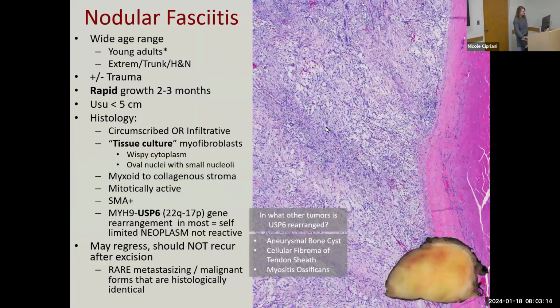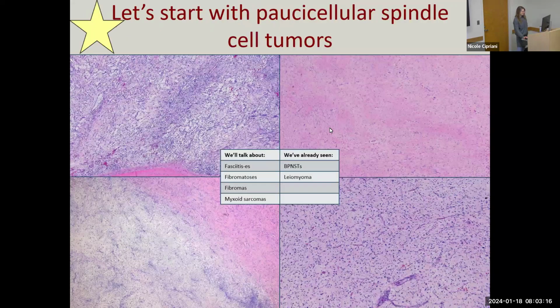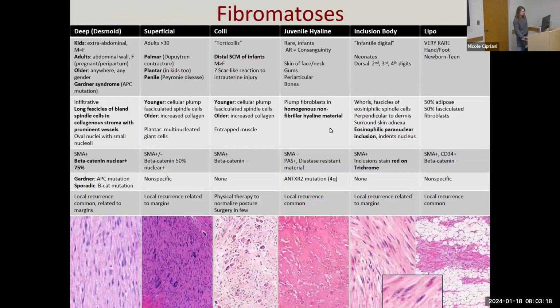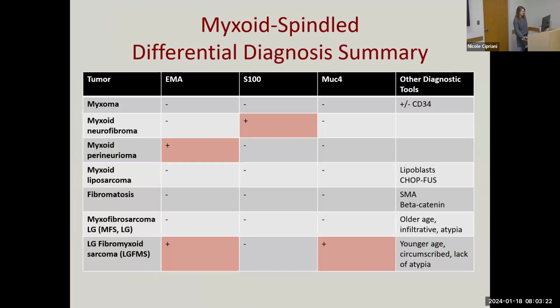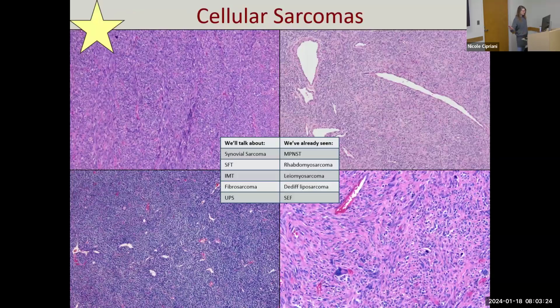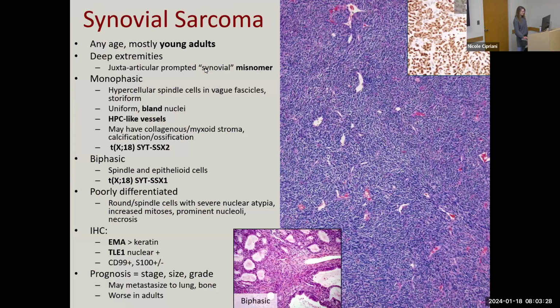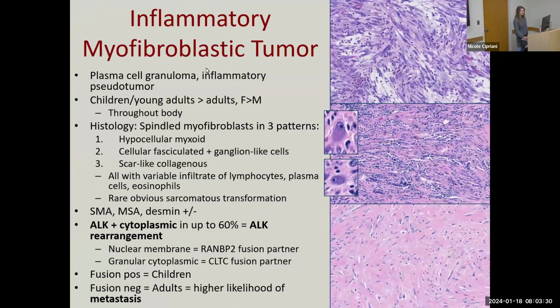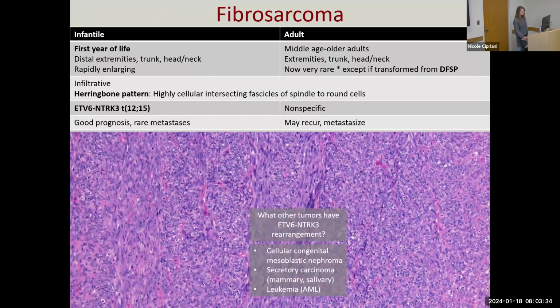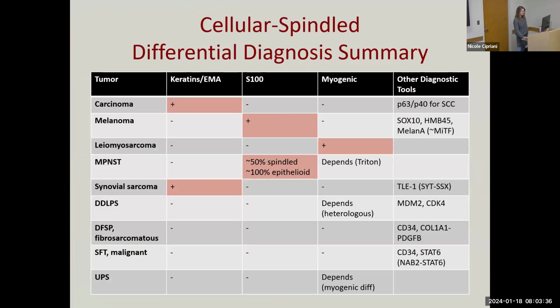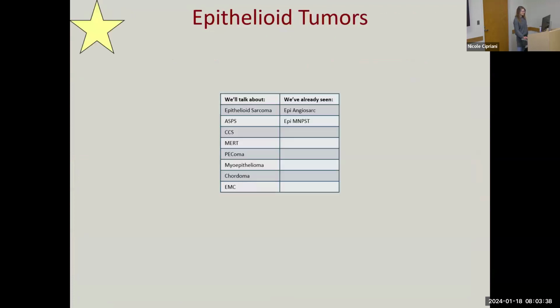Okay, cool. So I think we did these lower grade ones, right? We did the fibromatoses, we did the hypocellular myxoid sarcomas and the SCF. Is this where we stopped? No, we kept going. Did we do synovial? Did we do SFT? We did IMT, we did fibrosar. We did undiff. I think that's maybe where we stopped, right?